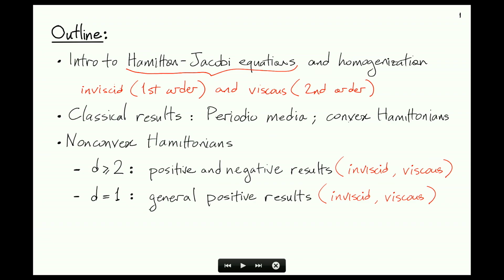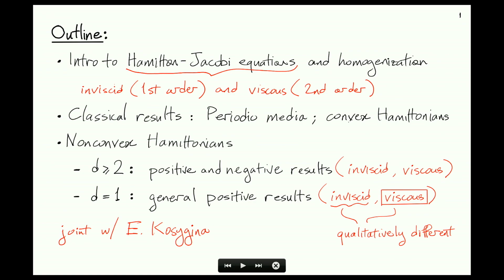OK. So d equals 1 will be the second half of the talk, where there are general homogenization results. And so the result in the second order case, the viscous case, is new, and it's joint work with Elena Kosygina. And I will also mention the qualitative differences between inviscid and viscous homogenization in dimension 1.